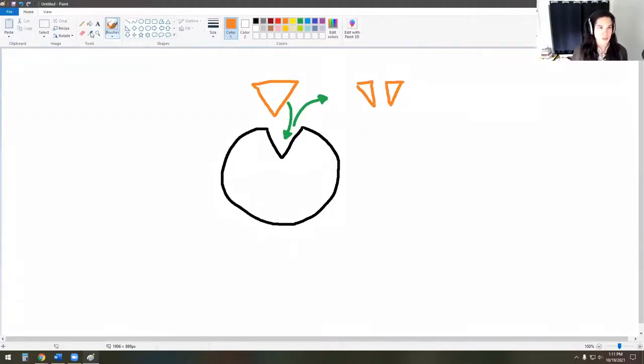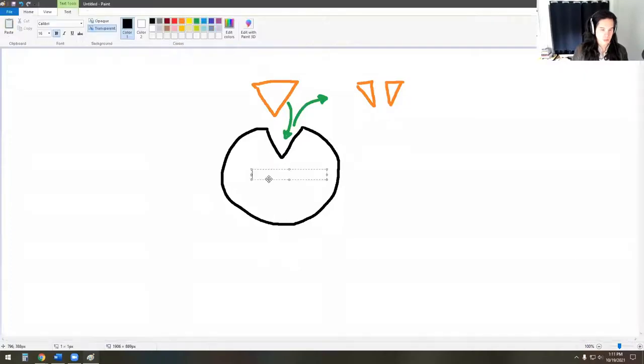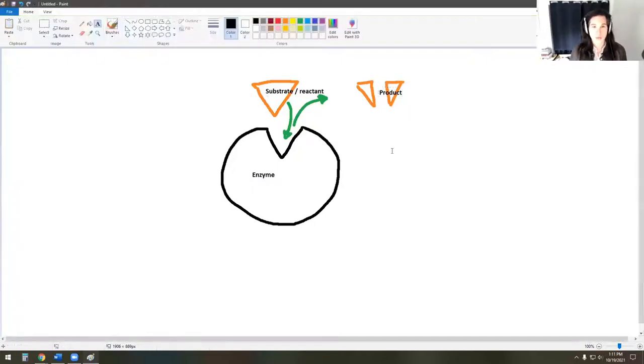So here's your enzyme, and we can write enzyme. And then here's your substrate. You can use that synonymously with reactant. And then here's your product. It would be easier to draw this as an animation to show you. But so here's our enzyme.